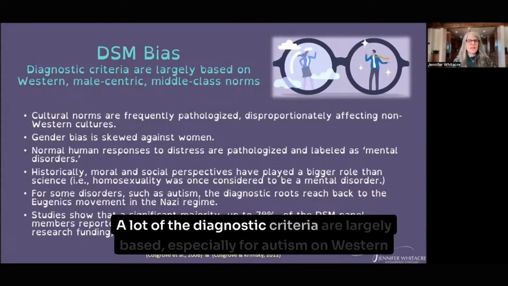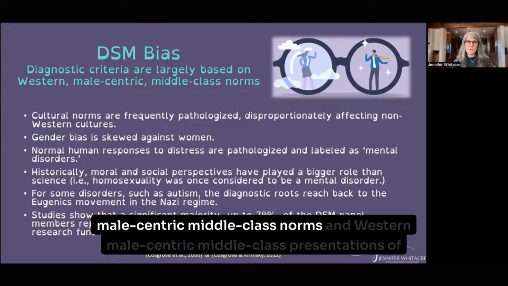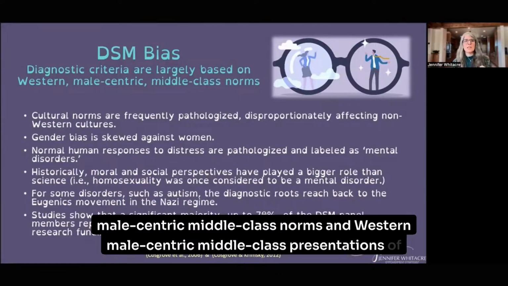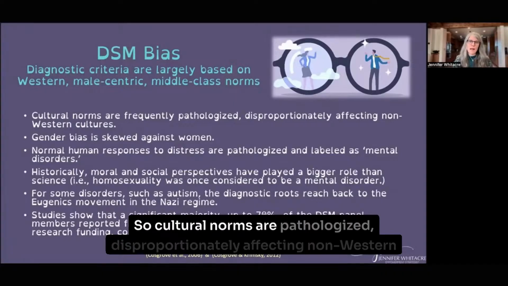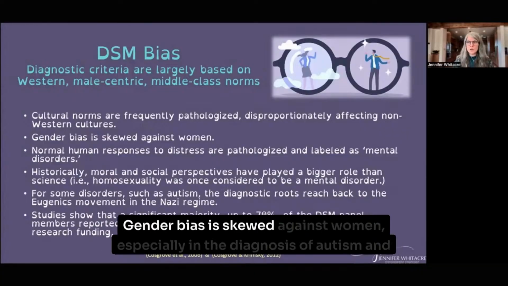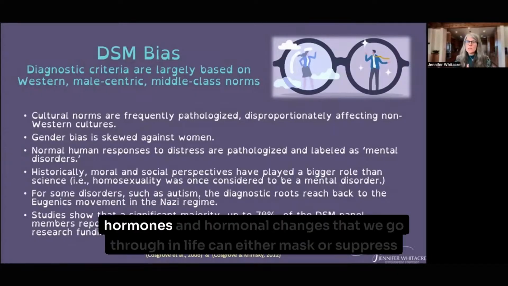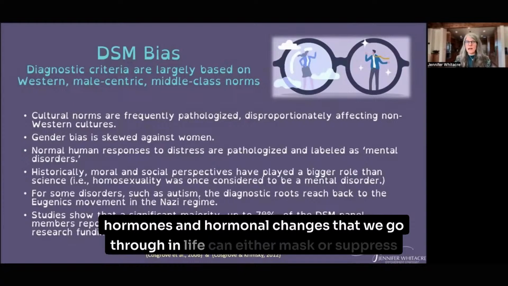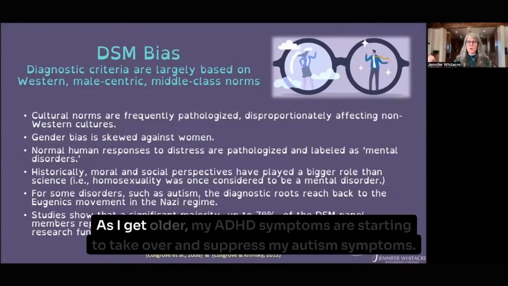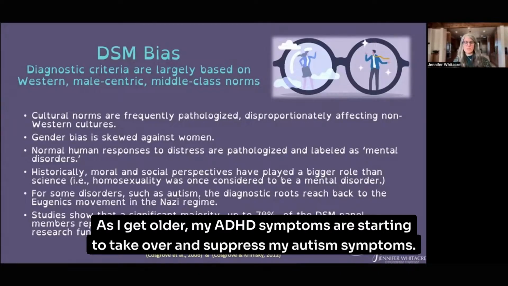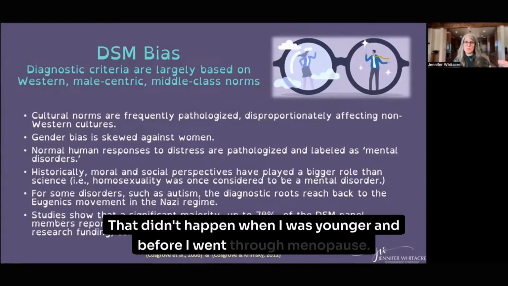A lot of the diagnostic criteria are largely based, especially for autism, on Western male-centric middle-class norms and Western male-centric middle-class presentations of the conditions. So cultural norms are pathologized, disproportionately affecting non-Western cultures. Gender bias is skewed against women, especially in the diagnosis of autism and ADHD. Hormones and hormonal changes that we go through in life can either mask or suppress or highlight different conditions. As I get older, my ADHD symptoms are starting to take over and suppress my autism symptoms. That didn't happen when I was younger and before I went through menopause.